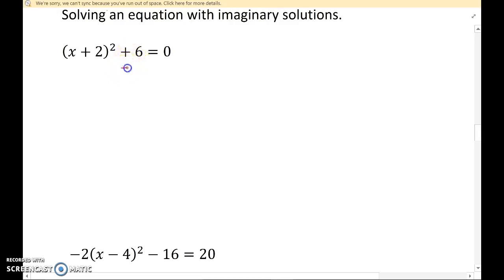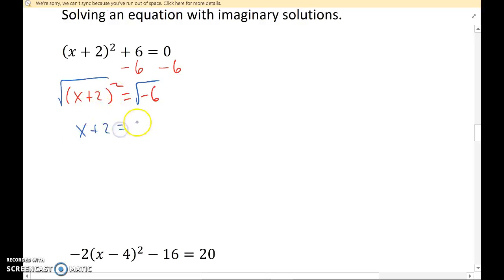And since I see a plus 6, we're going to use a minus 6 on both sides, giving us x plus 2 squared equals negative 6. Our next step will be to take the square root of both sides, getting rid of the squared, which leaves us with x plus 2 equals plus or minus the square root of negative 6. Typically at this point you would say no solution because we can't take the square root of a negative.